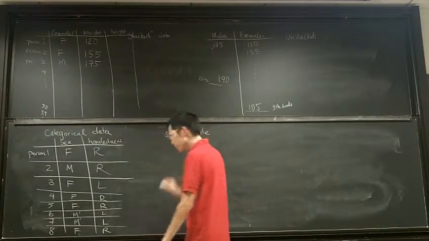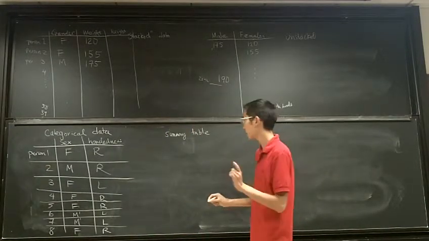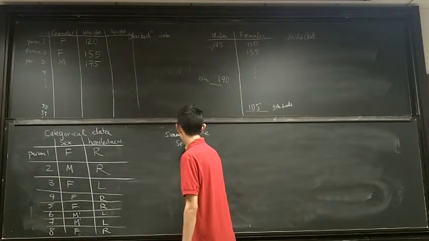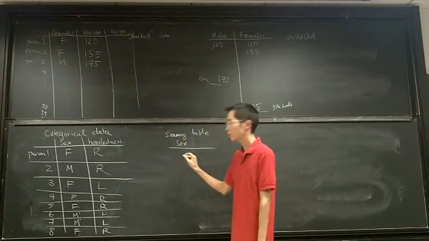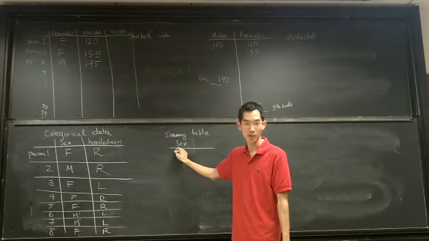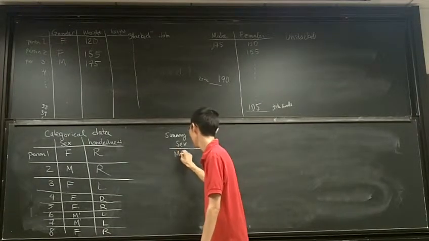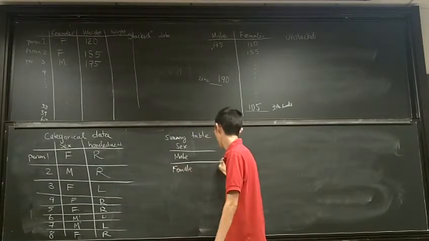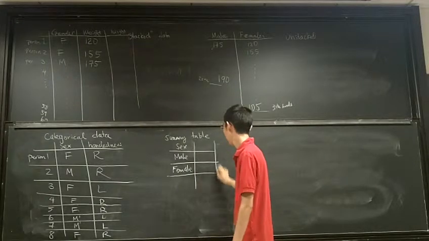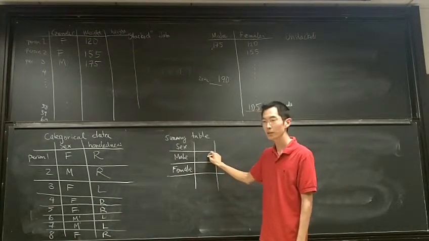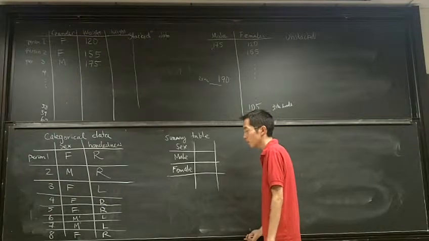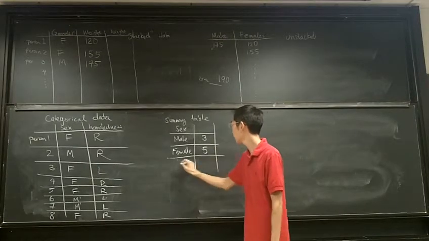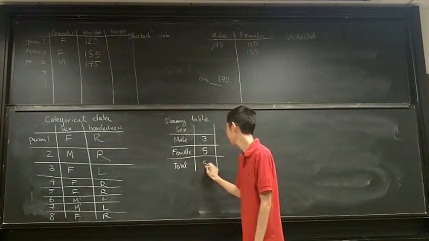All right, so let's say we want to just make a summary table for one variable at a time. If I make a summary table for sex, what would this look like? What would my first row here be? Okay, so we can write male, and then we can write female. What number would I put here? 3. I've got 3 males. And how many females? 5, and my total is 8.